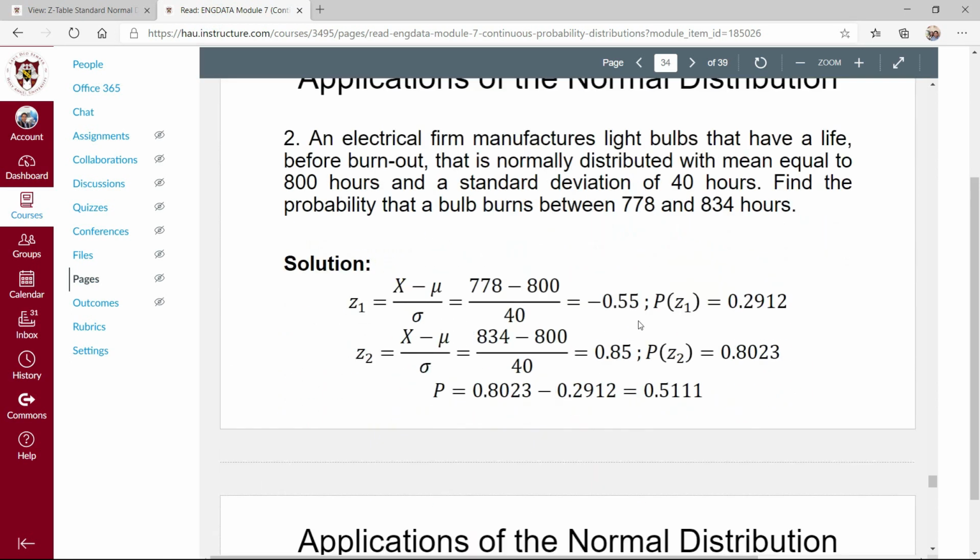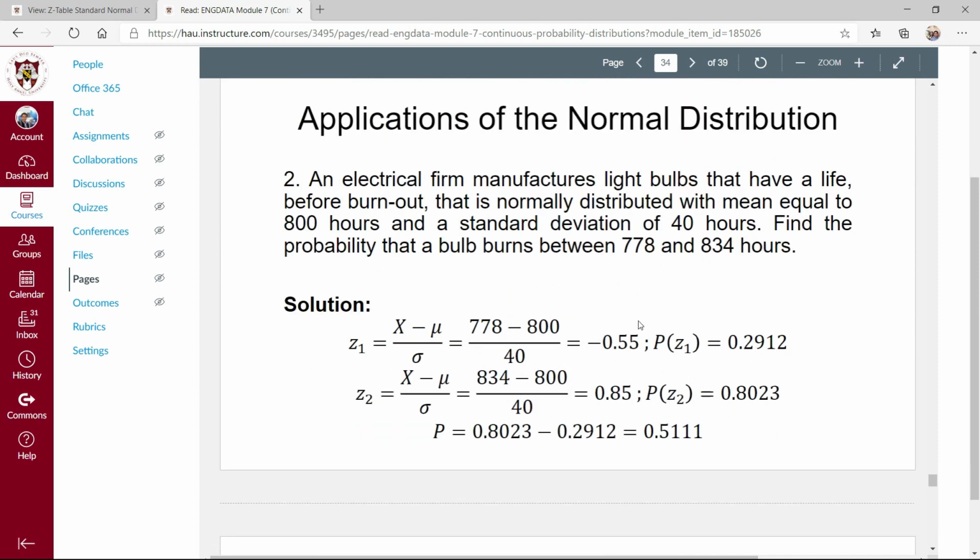And then for the application of number 2, an electrical firm manufactures light bulbs that have a life before burnout that is normally distributed with mean equal to 800 hours and a standard deviation of 40 hours. Find the probability that a bulb burns between 778 and 834. You have your x1 here and x2 here.